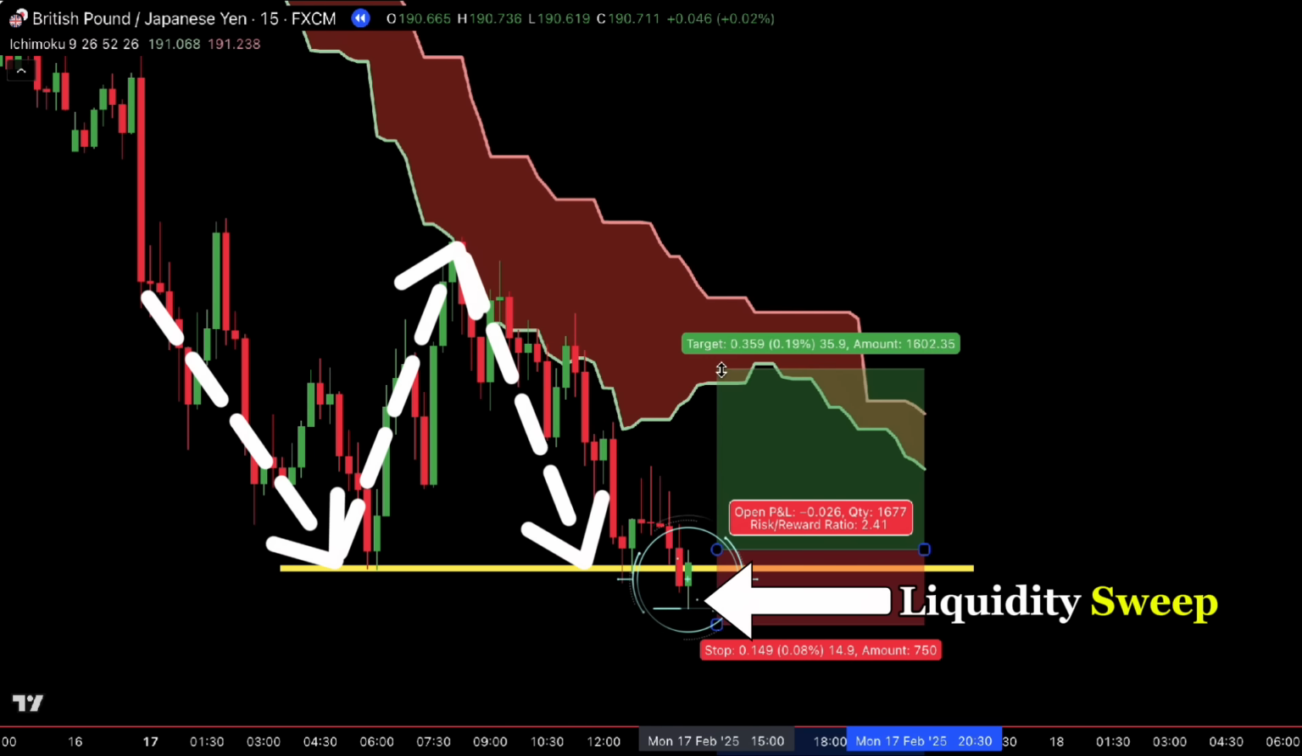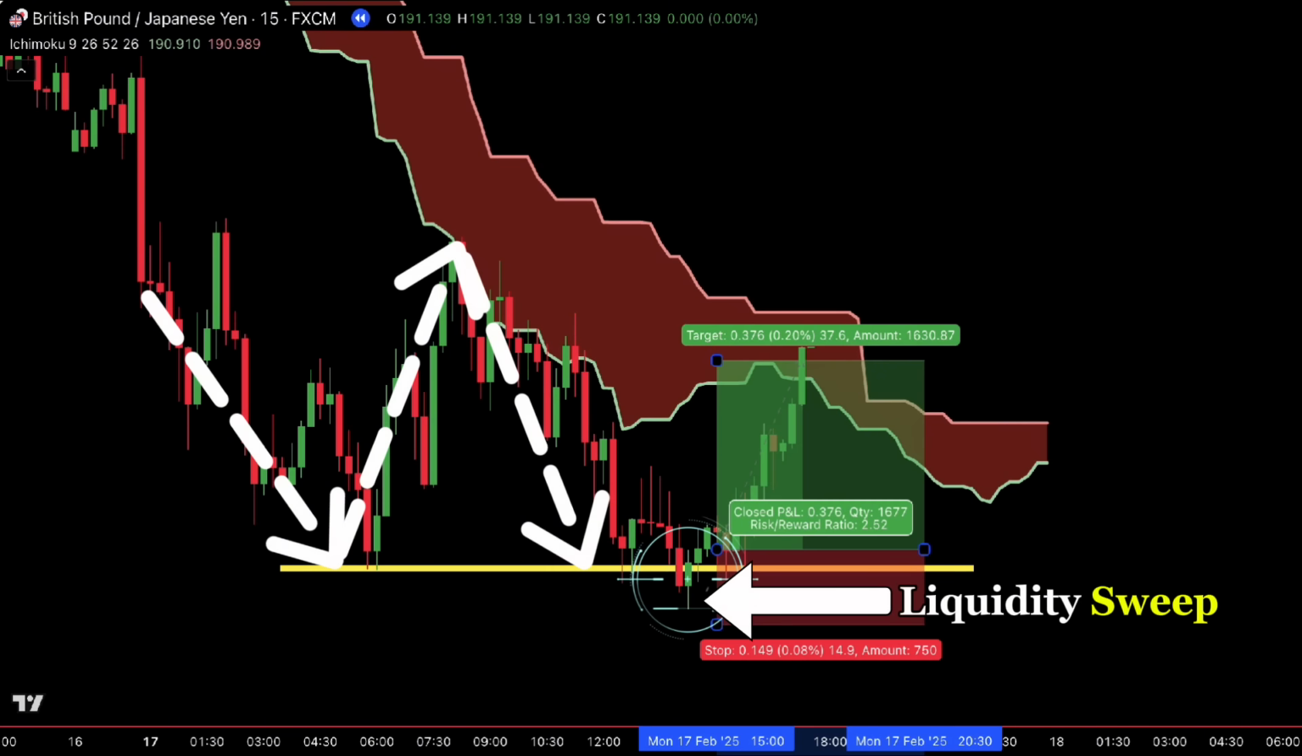Place your stop loss just below the low of the sweep. Your target? The cloud. Now remember, when price reaches the Ichimoku Cloud, there's a high probability of a rejection. Why? Because the cloud often acts as dynamic resistance in a downtrend. Look at what happened next.